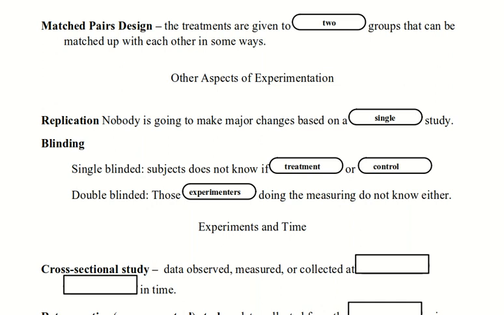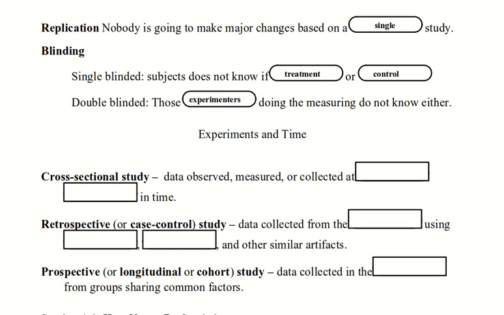So let's talk about time. There's 3 groups here. So cross-section, we divide up the data, we measure it, and we collect it all at one time.